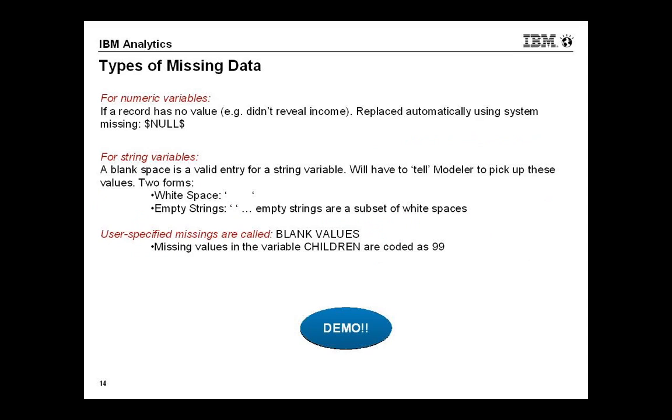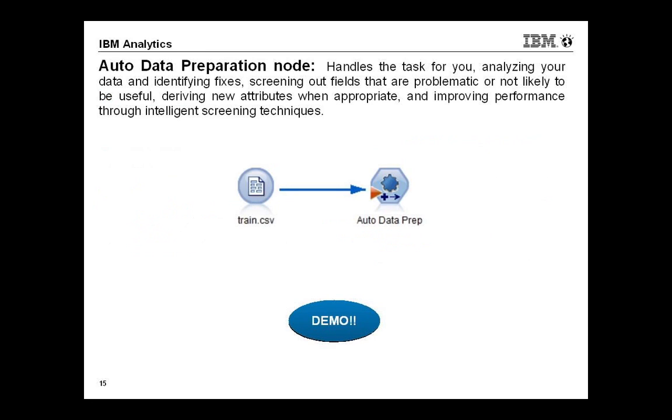There's a really neat tool in Modeler called the Auto Data Prep node, and this node by itself helps you handle the data preparation tasks. It helps you to analyze the data, identify missing values, normalize the data if you want. So it really helps you take care of some of this messy work, which can be extremely time-consuming.